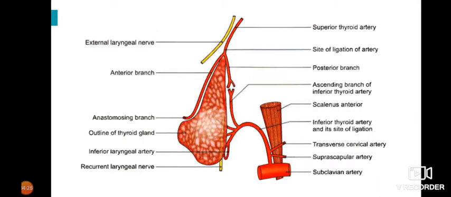Next is the relation of the inferior thyroid artery and the recurrent laryngeal nerve. The inferior thyroid artery and the recurrent laryngeal nerve are closely related to each other at the lower pole of the thyroid gland. Therefore, during thyroidectomy, the inferior thyroid artery is ligated away from the gland in order to avoid injury to the recurrent laryngeal nerve.